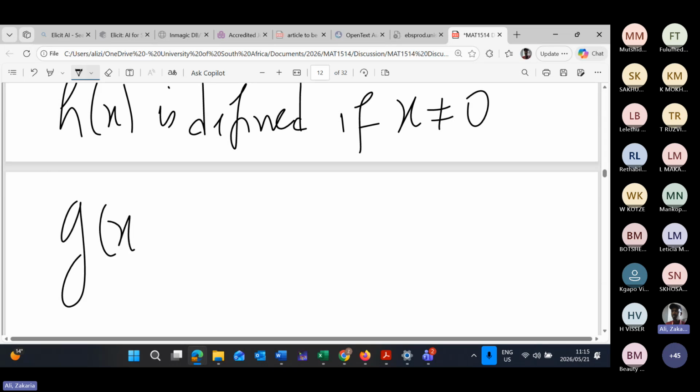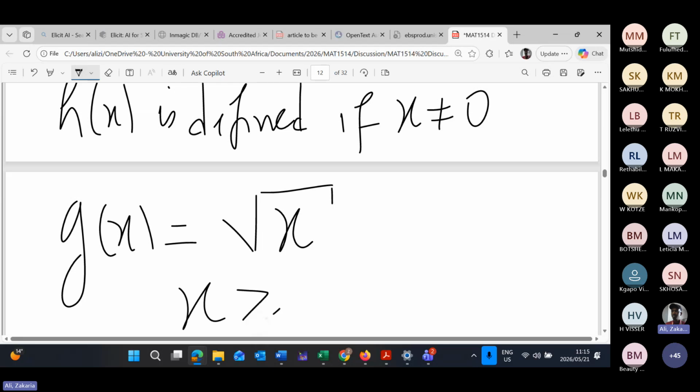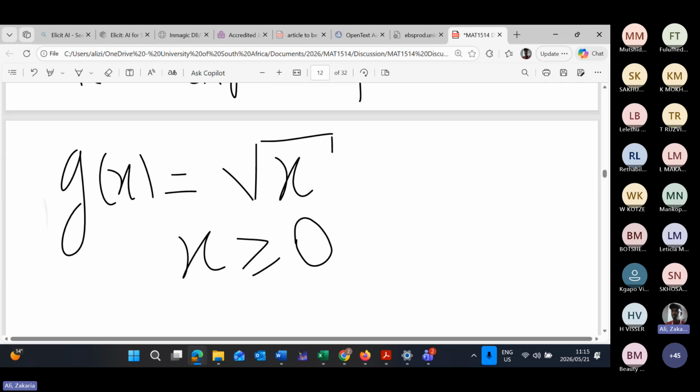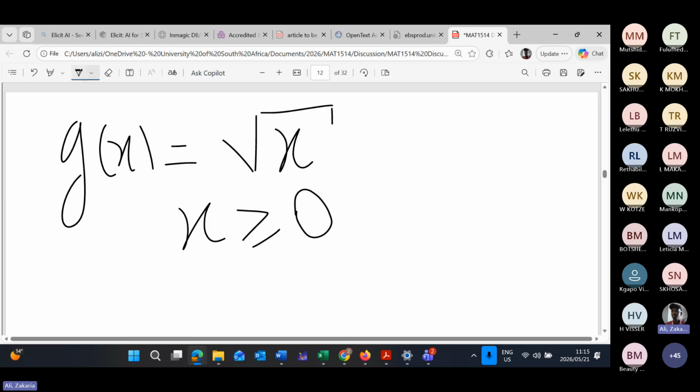Let's say g of x equal to square root of x. You just said that I cannot compute square root of minus 1, square root of minus 2, of minus 3, and so on and so forth, because square root is undefined for negative numbers. So then, using this notion that I've just brought into play, we can say g is defined if x is greater or equal to 0. So it's all the set of real numbers that are only positive.